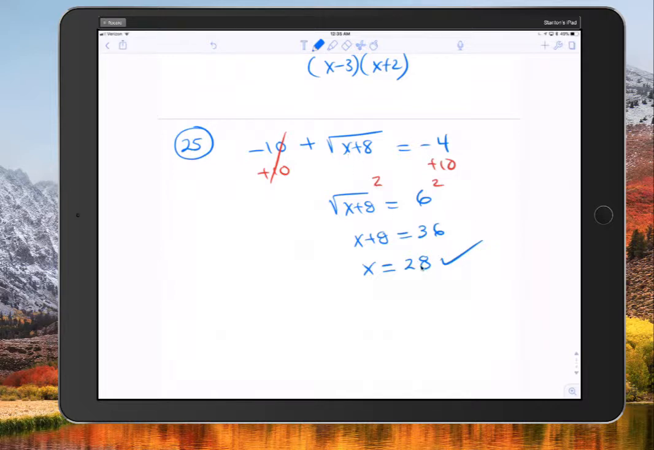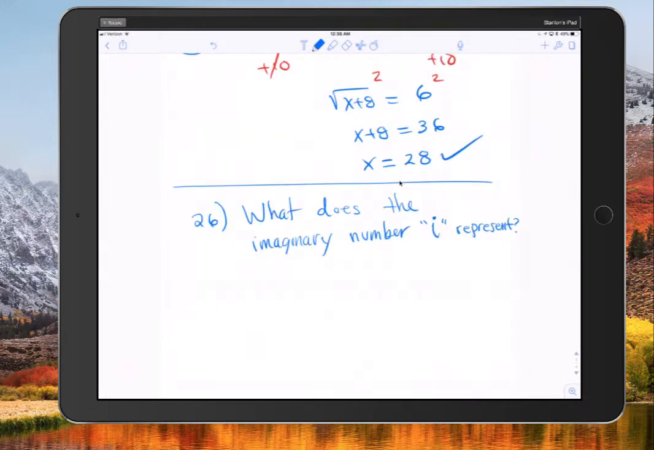We can double check that. Doing mental math, we substitute the x here for 28. 28 plus 8 is 36. The square root of 36 is 6. And then negative 10 plus 6 would be negative 4. So that does work.